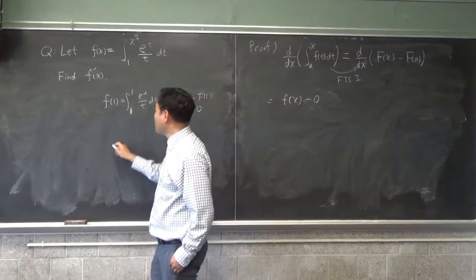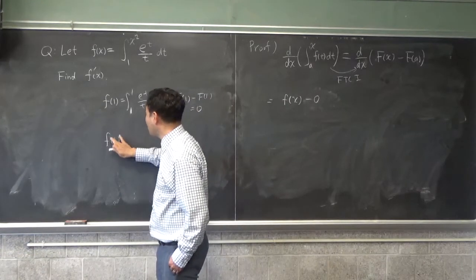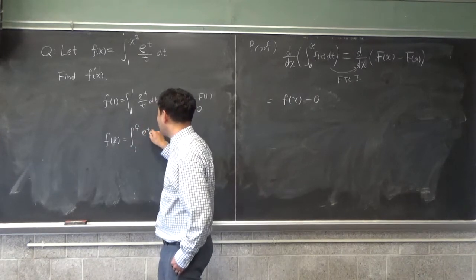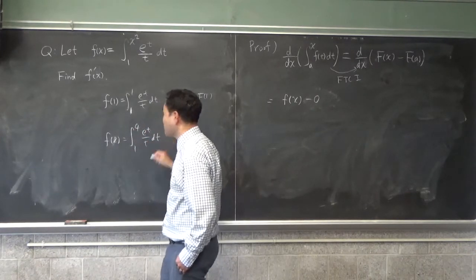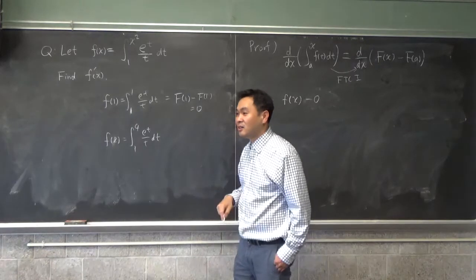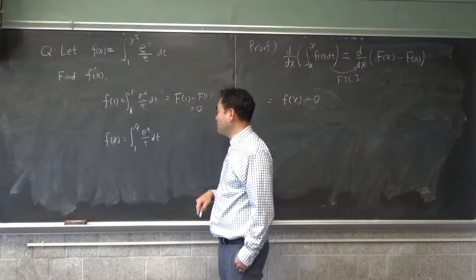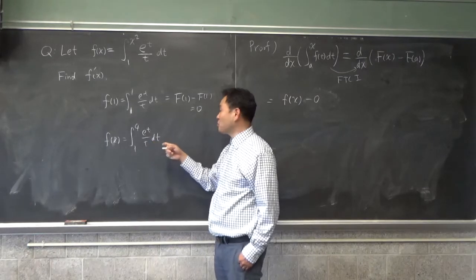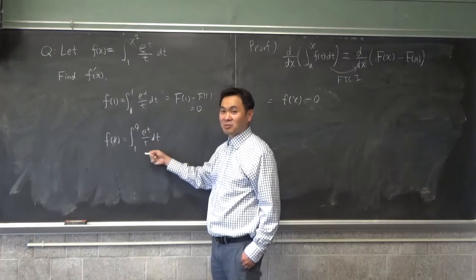But then what about f of 2? F of 2 would be the integral from 1 to 4 of e to the t over t. Well, you can't find the antiderivative, so you can't get the exact value, but you can still find the approximate value of this. How do you do it?